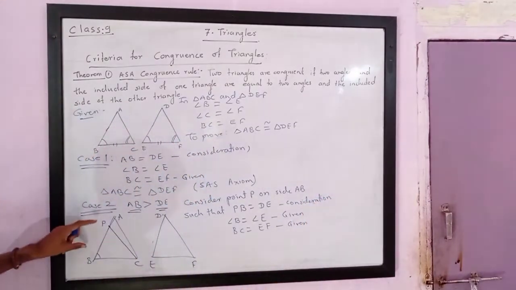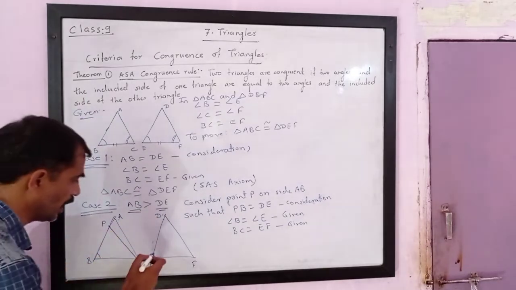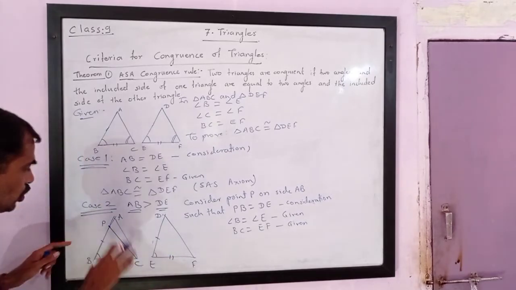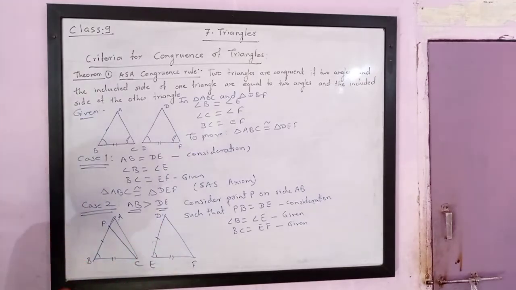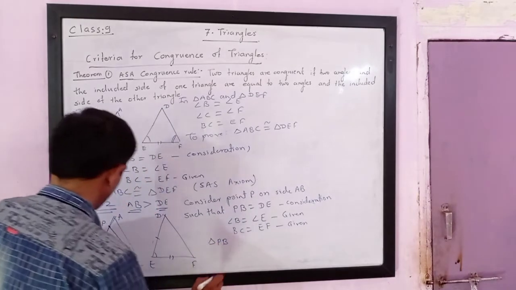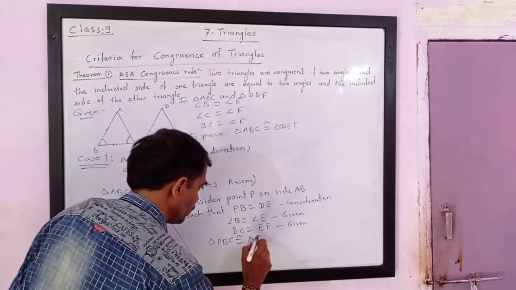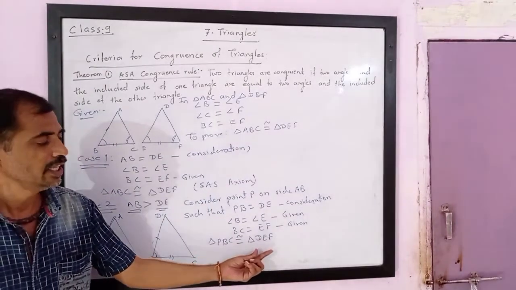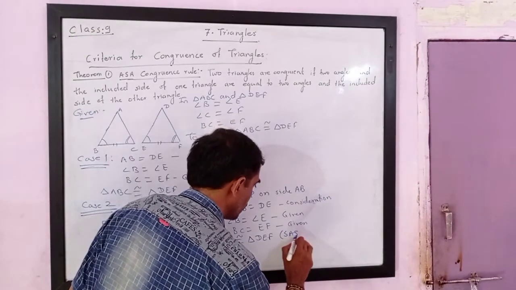So we are taking BP equal to DE, angle B equal to angle E, and BC equal to EF. Then you will notice that these two triangles are congruent. Triangle PBC is congruent to triangle DEF by SAS test. The reason is the SAS axiom, that is, two sides and the included angle are congruent.